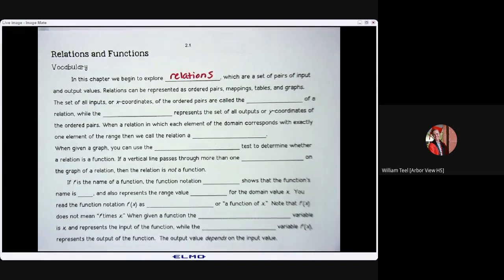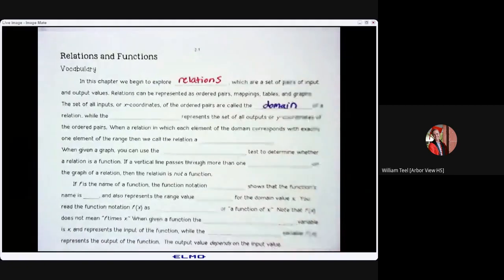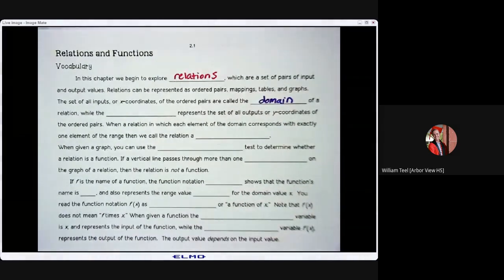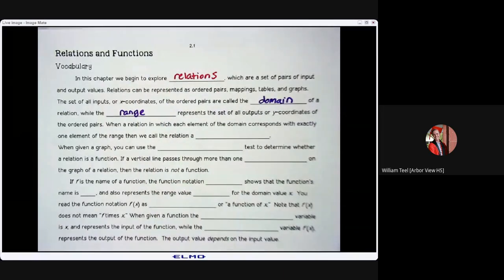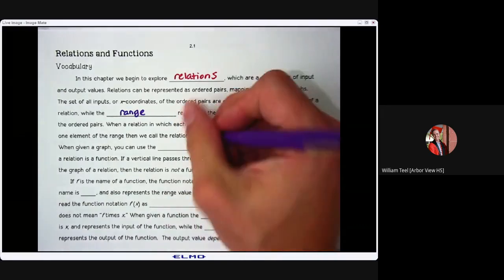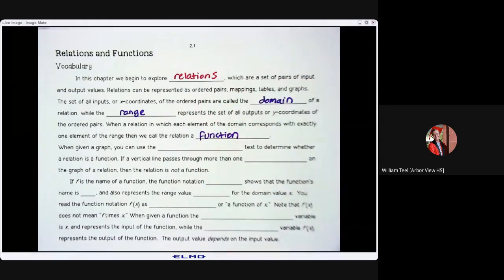Now, the set of all inputs or x coordinates of the ordered pairs are called the domain of the relation. So all of the possible x values, all of the possible inputs of a relation put together represents the domain. On the other hand, the range represents the set of all outputs or the y coordinates of the ordered pairs. When in a relation each element of the domain corresponds with exactly one element of the range, then we call the relation a function. So if all of the inputs have exactly one output, all of the x values have exactly one corresponding y value, that means that our relation is a function. And we'll talk about that a little bit later on.